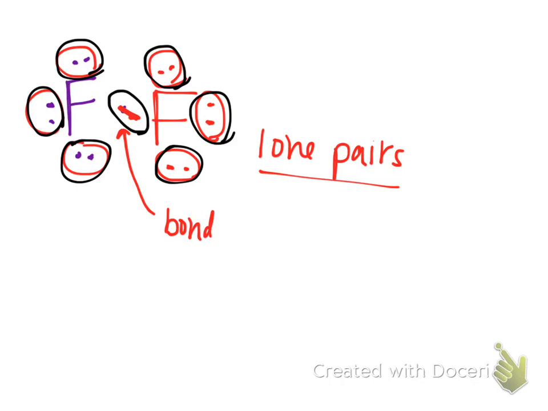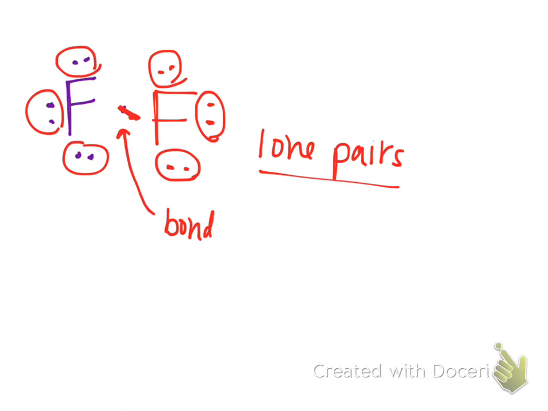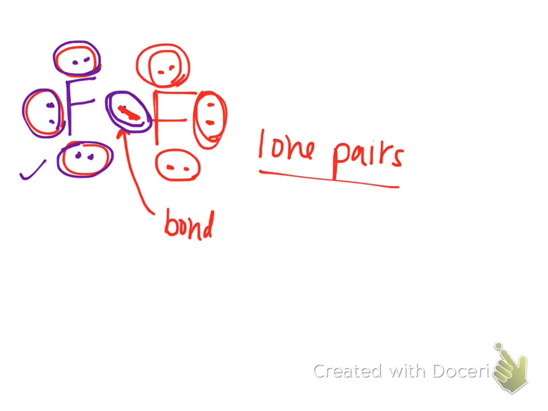Now let's look at the purple fluorine. Does it have a complete octet? Yes. 2, 4, 6, and it gets to count both of those electrons as its own because they are sharing them. Okay, so this fluorine has a complete octet. The red fluorine gets to do the same thing. 2, 4, 6, and 8, so it has a complete octet. Okay?